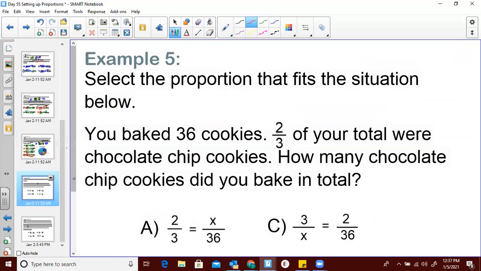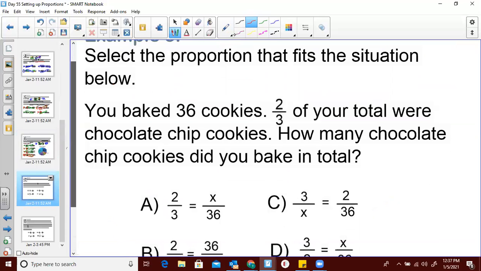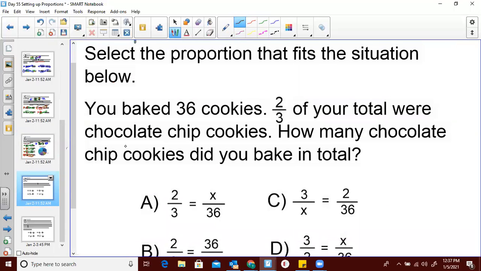All right, last one of the day. See, you baked 36 cookies, 2/3 of your total were chocolate chip cookies. How many chocolate chip cookies did you bake in total? Now they're gonna throw in extra words here, like in total. That's gonna make you be like, oh, looking for the total. Let's really think about this.